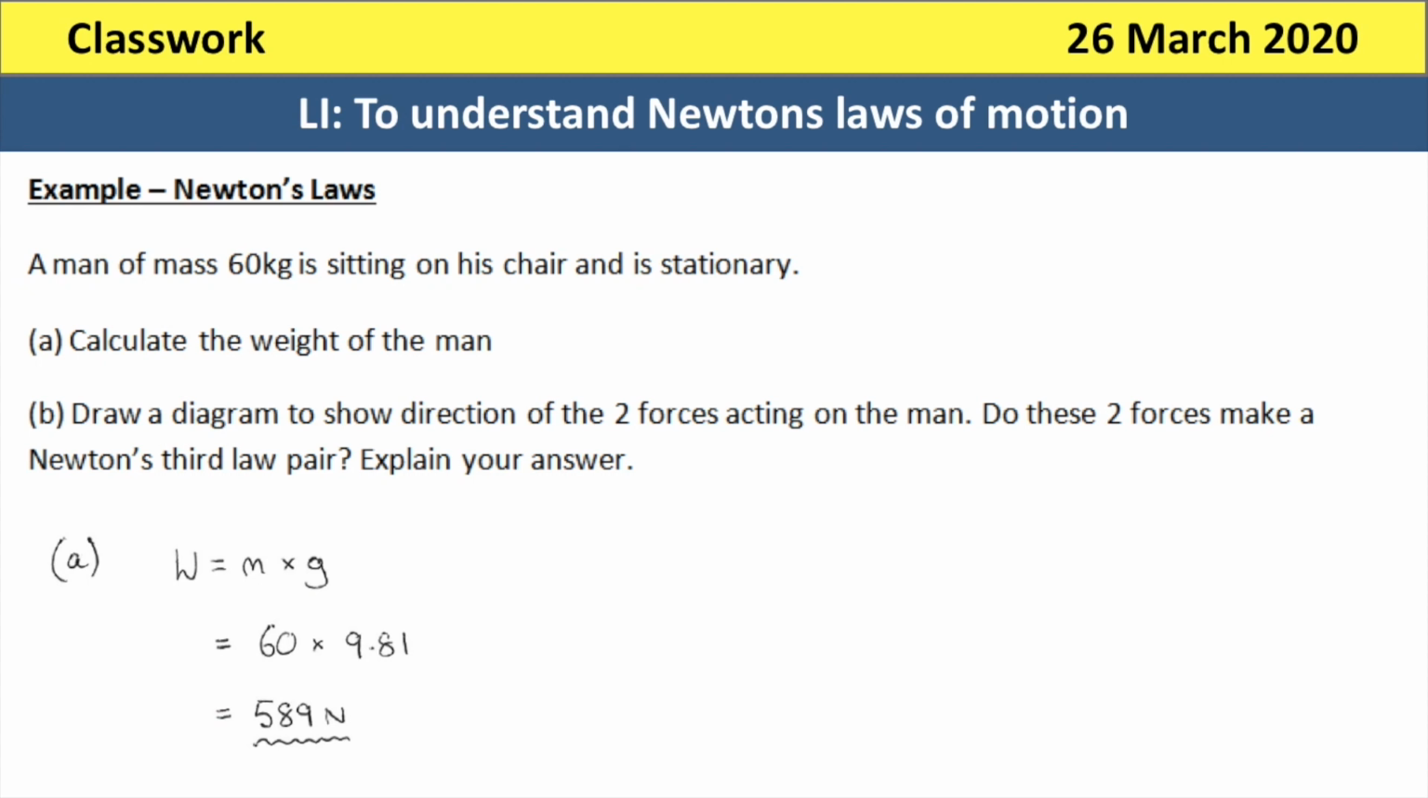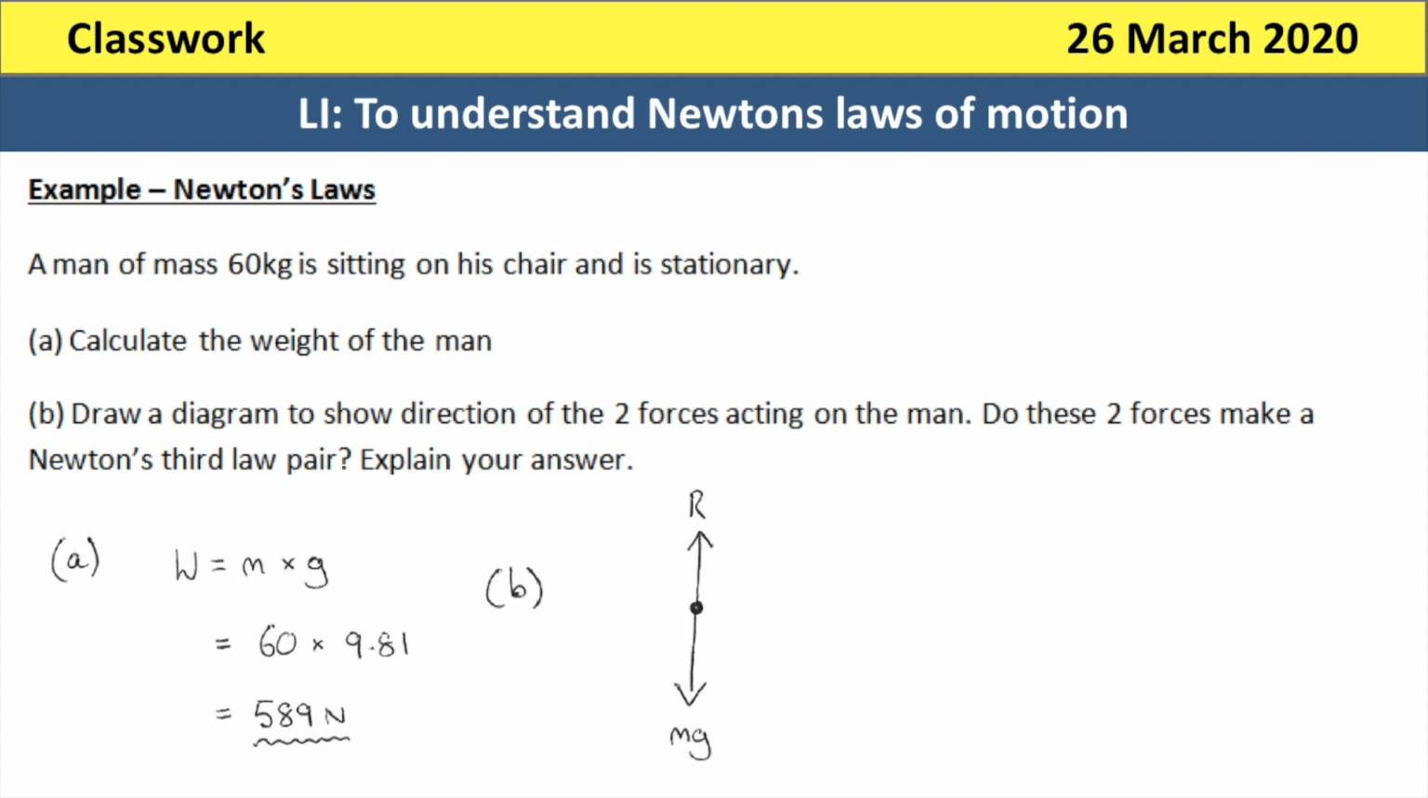For part B, it says draw a diagram to show the direction of the two forces acting on the man. Obviously the weight is going to be one of the forces that acts downwards, but there is going to be a force balancing him going upwards because he is in contact with the chair, and so we have that normal contact force or support force acting upwards. You can call it normal contact, support or reaction force. It doesn't make any difference.